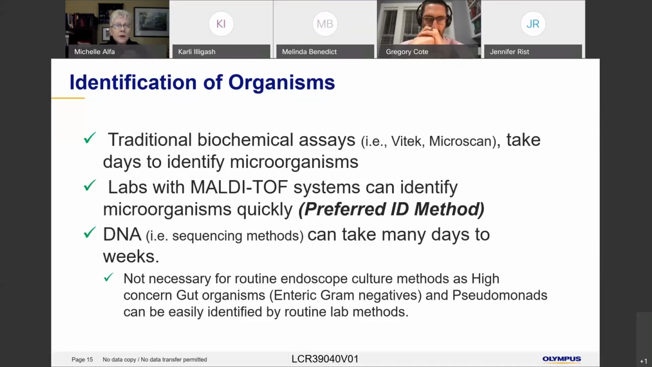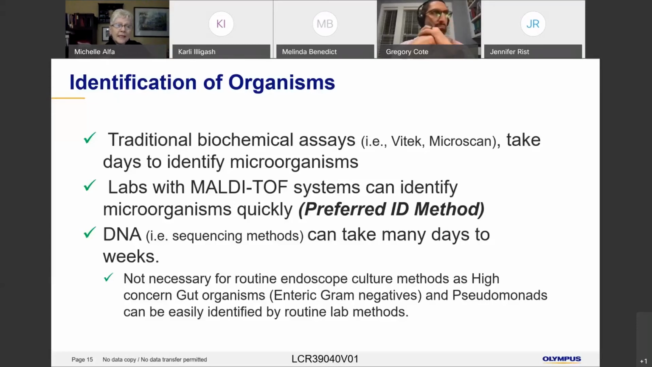So automated systems like Vitek or Microscan or some of the other ones are based on traditional biochemical assays, and they take usually a day or two to identify the microorganisms. You put the organism into all these little trays, you put it in the machine, it incubates, it monitors to see, does it ferment glucose or not? And then within 24 to 48 hours, you will get an identification based on its database of different patterns of biochemical reactions.